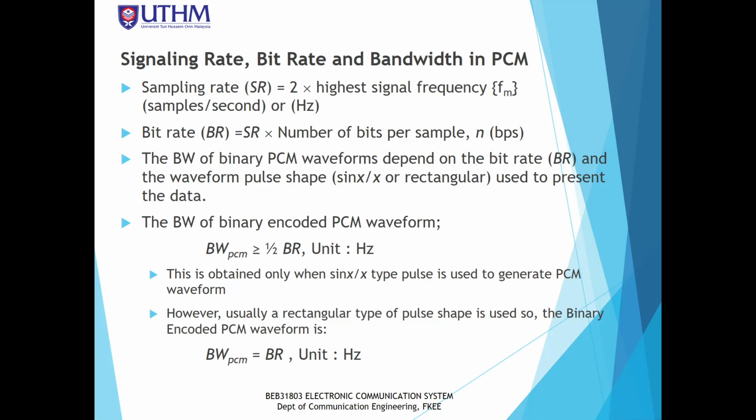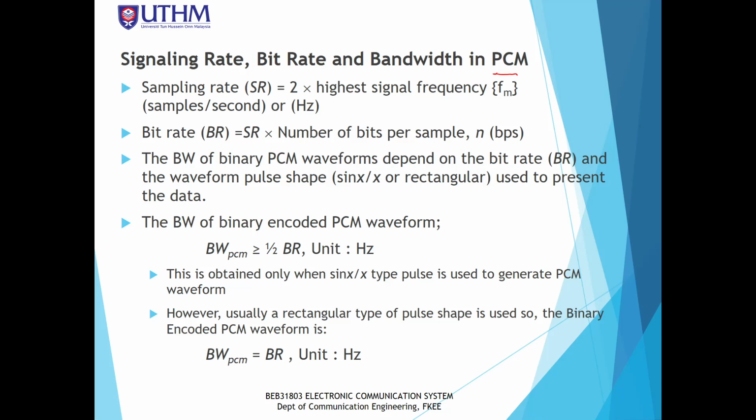Ini adalah beberapa parameter penting, which is the signaling rate, bit rate, and also the bandwidth of the PCM. Okay, pulse code modulation. Okay, pulse code modulation adalah kod yang terhasil selepas proses encoding yang tadi kita belajar. So ada 3 parameter penting di sini. Ini pelajar-pelajar kena tahulah sebab ini sering ditanya dalam exam. Okay. So what is the signaling rate?